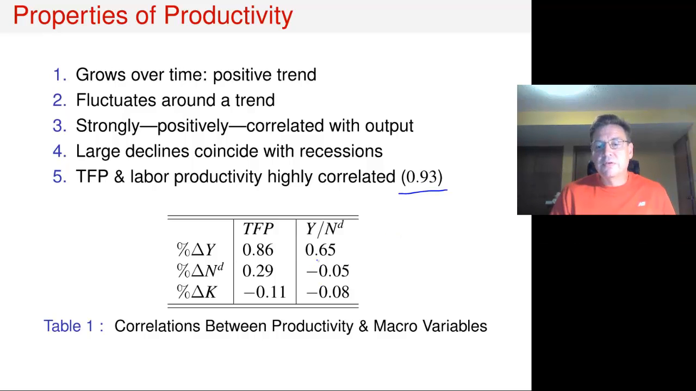So this table just summarizes how these two different measures of productivity are correlated with various things that we might care about. So the first object is the growth rate of GDP, this is the growth rate of employment, and this is the growth rate of capital. And what you see is that both measures of productivity are highly correlated with output. TFP is fairly highly correlated with labor growth, but average labor productivity is basically not correlated with labor growth. And neither measure is very highly correlated with capital growth, and in fact, maybe negatively correlated, if anything.